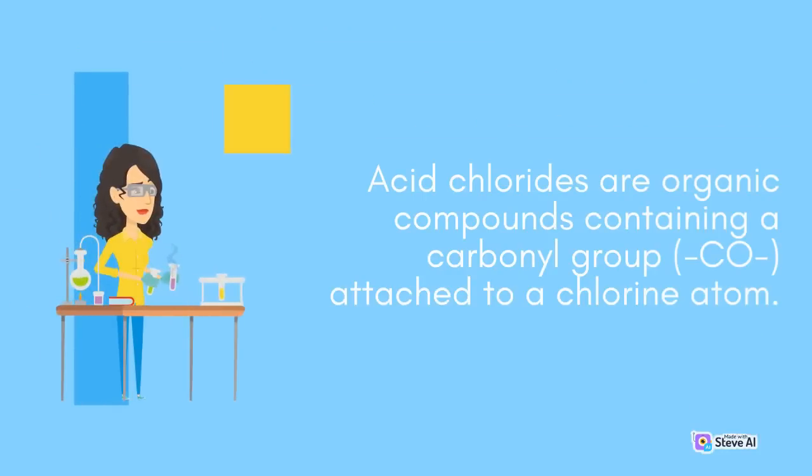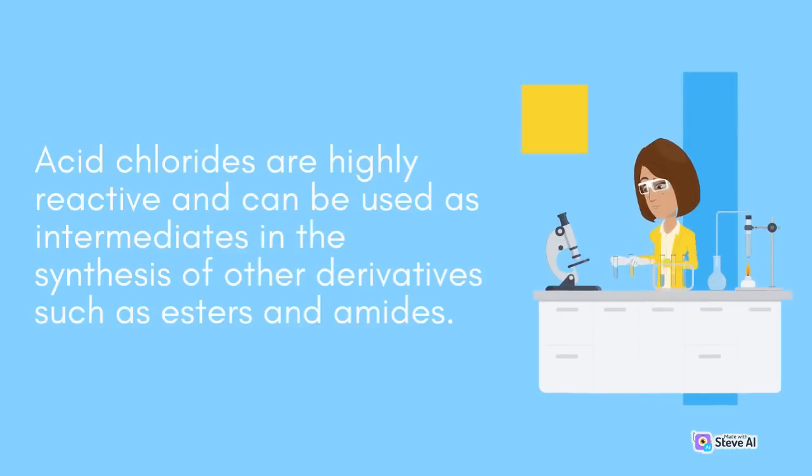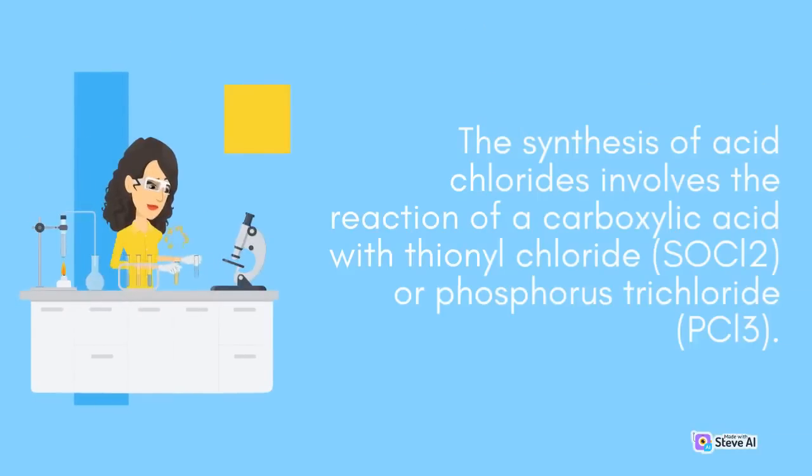Acid chlorides are organic compounds containing a carbonyl group, C=O, attached to a chlorine atom. Acid chlorides are highly reactive and can be used as intermediates in the synthesis of other derivatives such as esters and amides. The synthesis of acid chlorides involves the reaction of a carboxylic acid with thionyl chloride, SOCl2, or phosphorus trichloride, PCl3.